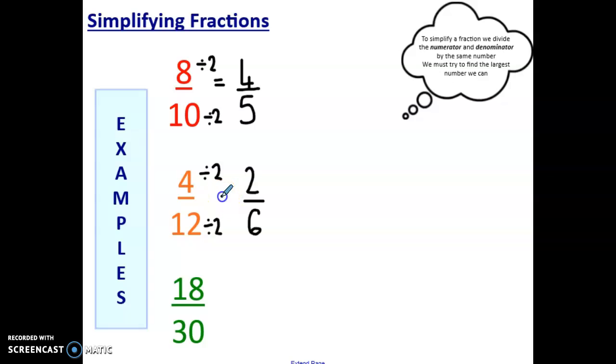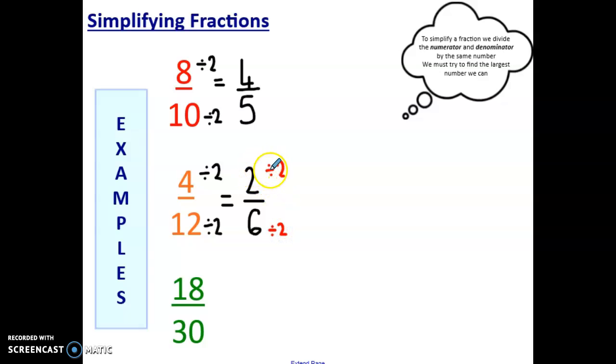So I know that 2/6 is a simplified version of the fraction 4/12. However, this question is slightly trickier because 2 and 6 are still both in the 2 times table. So I can divide by 2 again. I can do 2 divided by 2, and I can do 6 divided by 2.